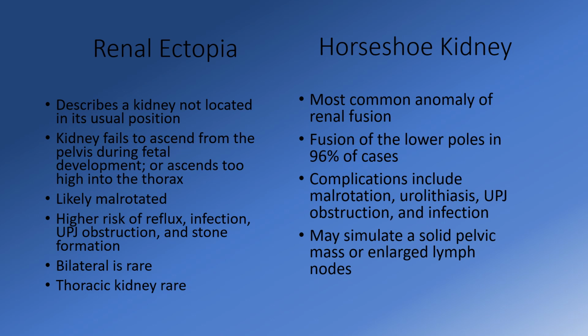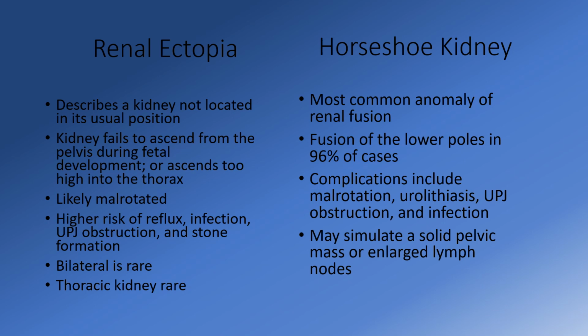The next one is called horseshoe kidney, and this is a fusion anomaly. They start in the pelvis and they're more midline. So what happens is the lower poles of the two kidneys are going to fuse together in 96% of the cases. This is your most common fusion anomaly. Problems with it can be, again, that malrotation, because they can't move where they're supposed to go, so they end up malrotated. Urolithiasis, which is stones in the kidney or in the ureter. Ureteropelvic junction obstructions, and infection.